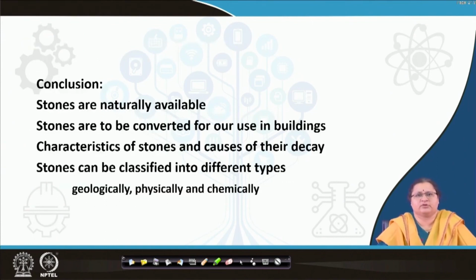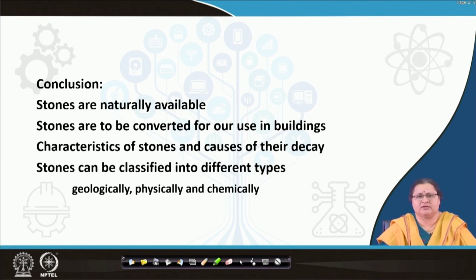So, we can conclude saying that stone is naturally available, unlike that of clay materials. Stones can be converted for our use in buildings. Characteristics of stones are very important to be known, because when we recommend, stones are to be recommended appropriately, because they have to withstand the weather, as they do not have any coating or covering other than the natural seasoning, and their points of decay are also to be kept in mind, and stones can be classified in different ways.